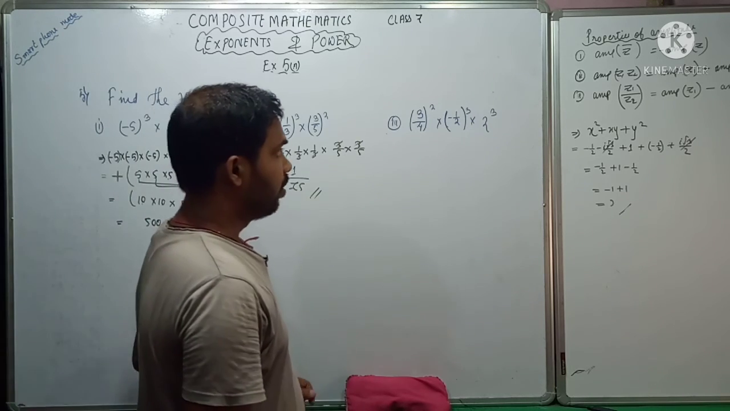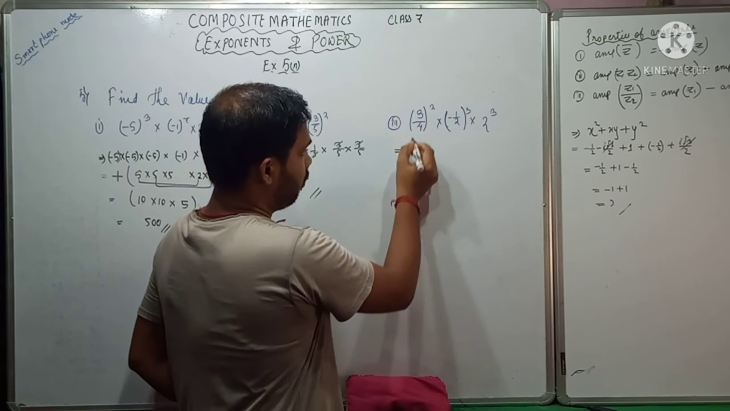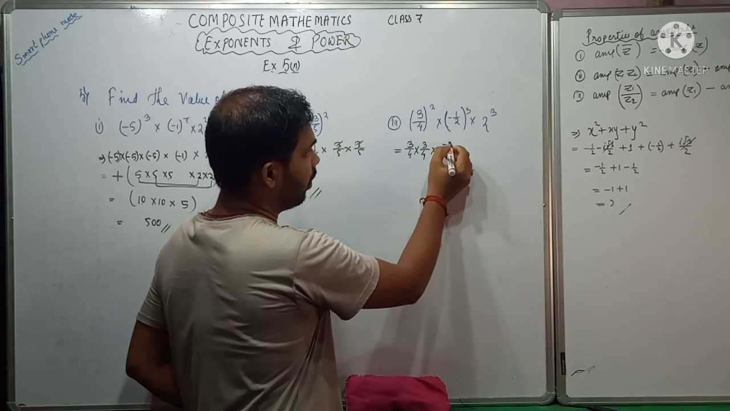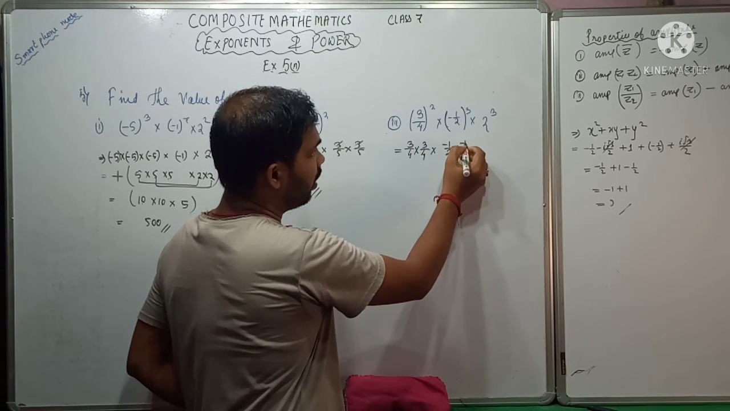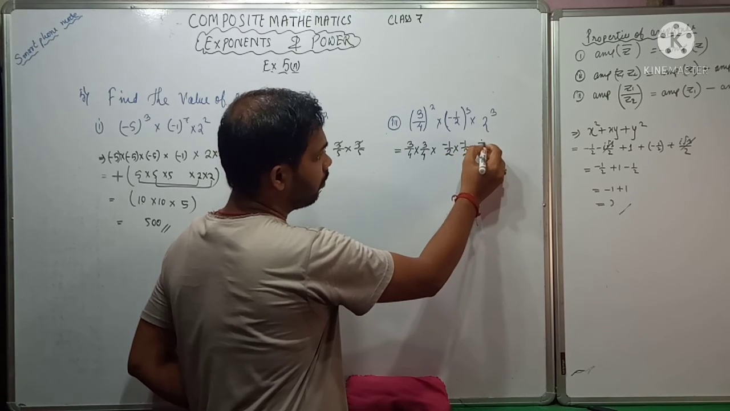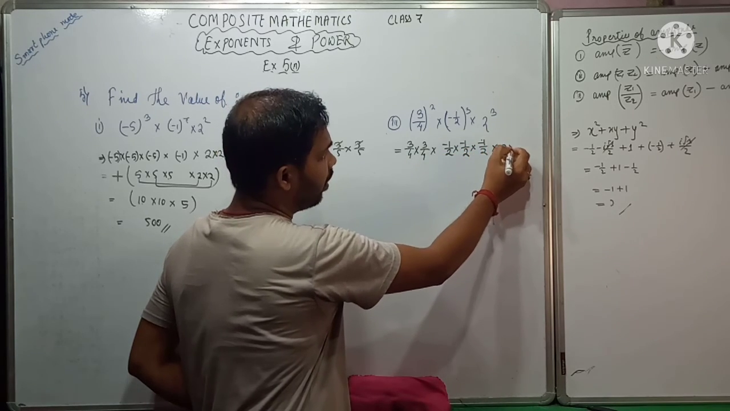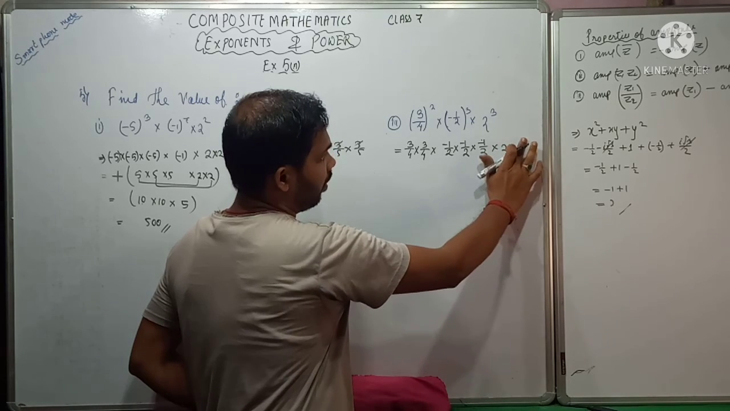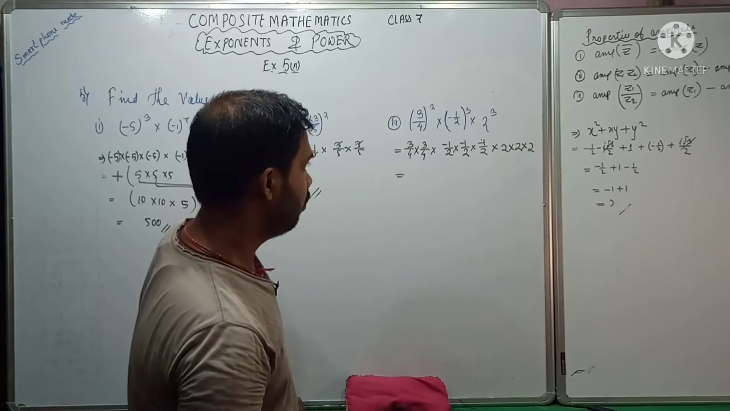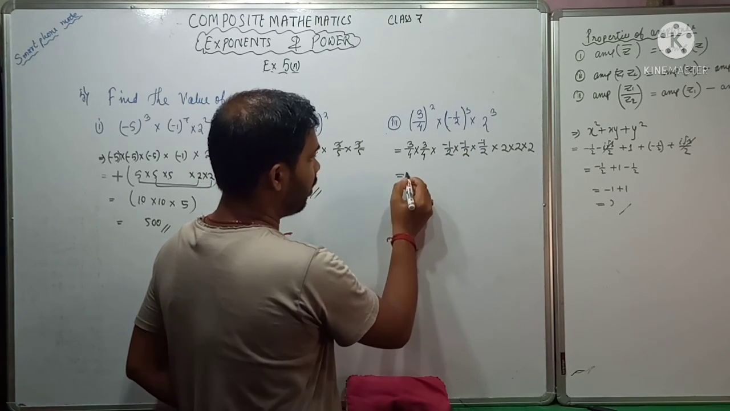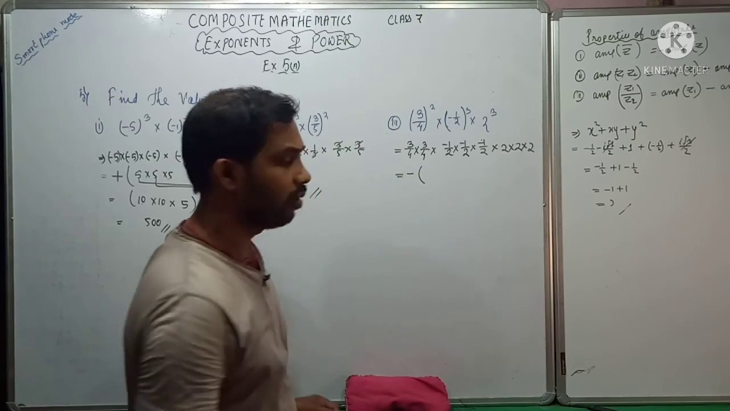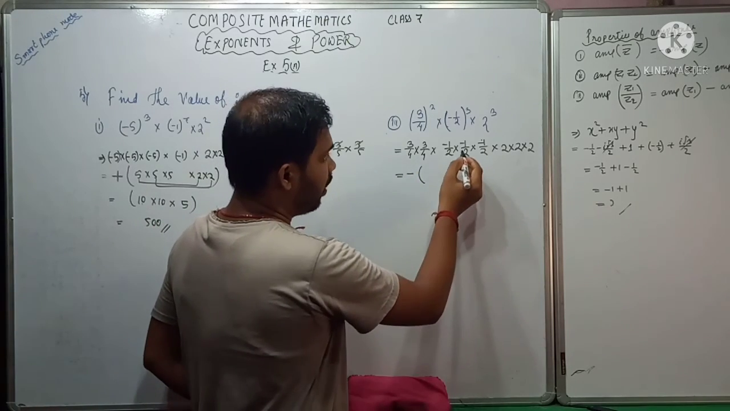Okay, next you see, 3/4, how many times? 2 times, into -1/2, how many times? 3 times, into 2, how many times? 2 is 3 times, so 2 into 2 into 2. Now you see, the minus appears 3 times, so our result will be minus, so I will put the minus outside.